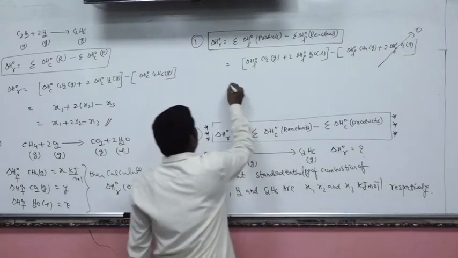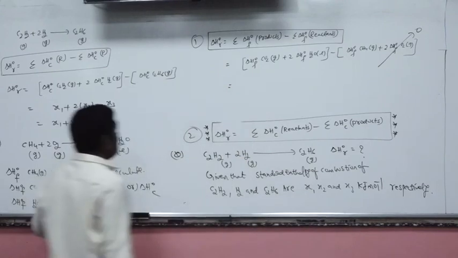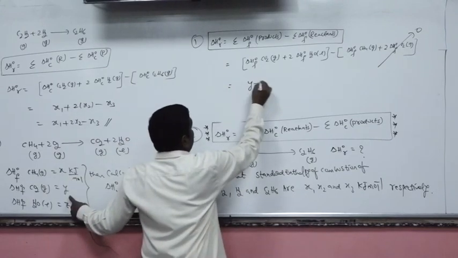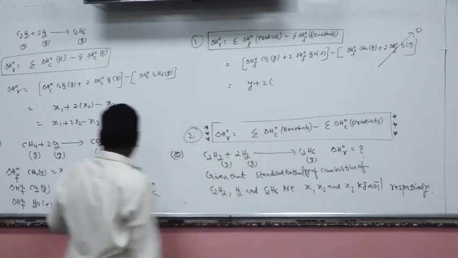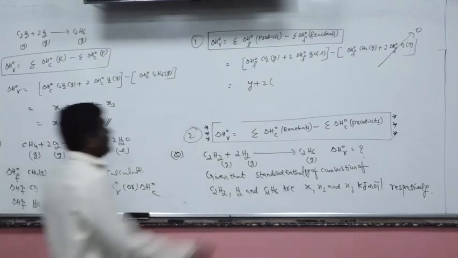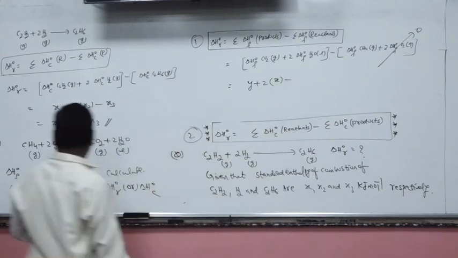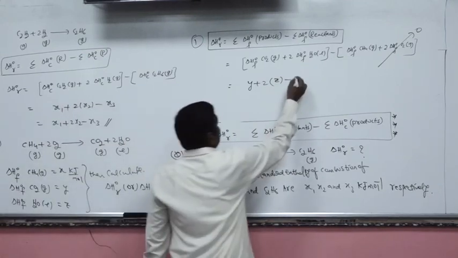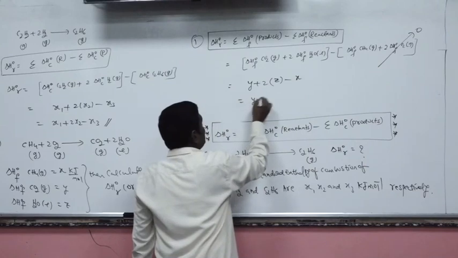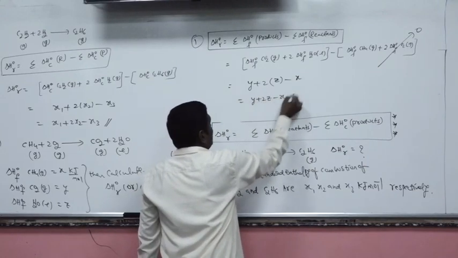Now what is the formation enthalpy of carbon dioxide? That is Y. Plus 2 into the standard enthalpy of water given to you, Z. Minus the standard enthalpy of formation of methane given to you, X. So this is the answer: Y plus 2Z minus X.